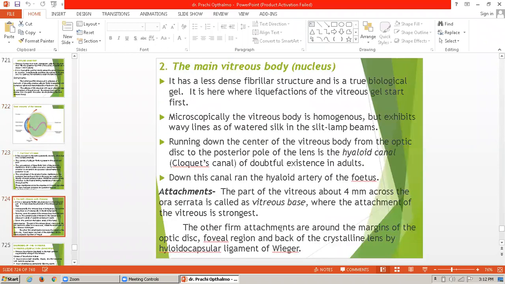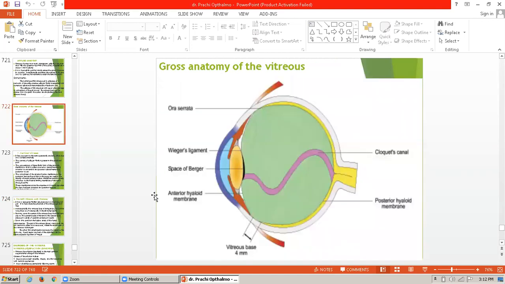And the other firm attachments are around the margin of the optic disc, the foveal region, and the back of the crystalline lens, the hyalocapsular ligament of the vitreous. So this is the vitreous ligament where the vitreous is attached behind the retina.